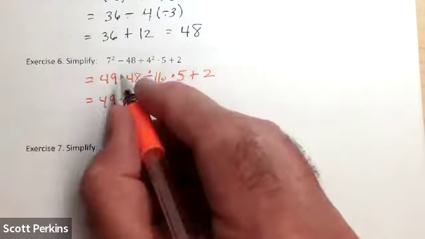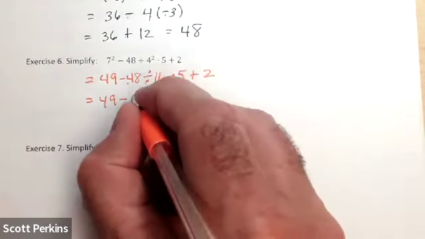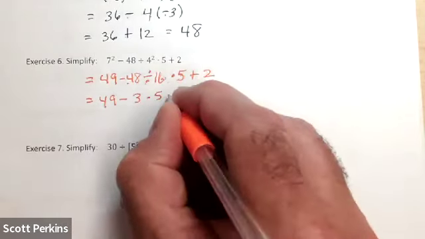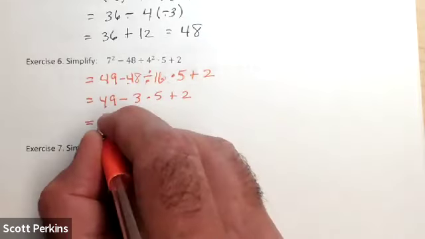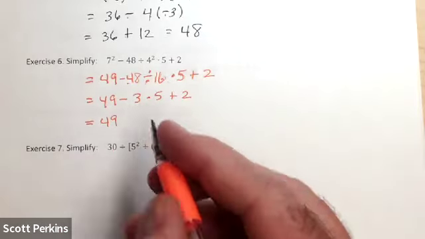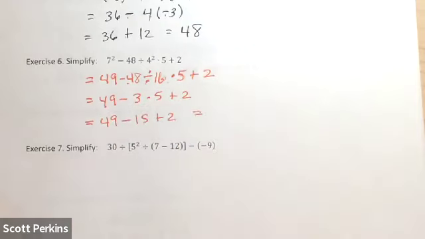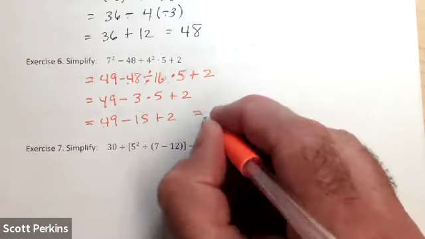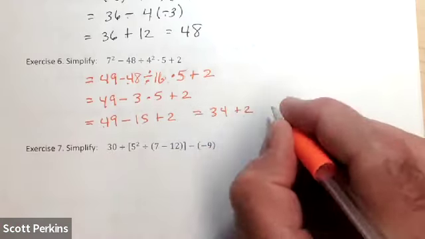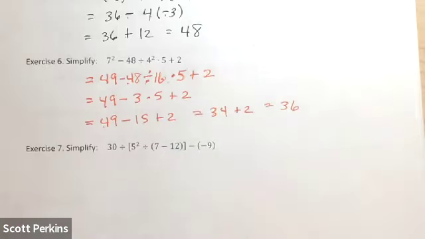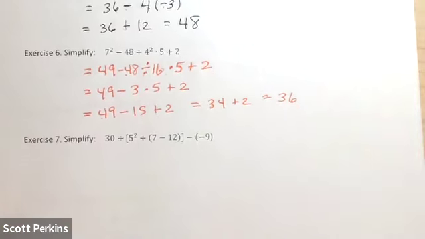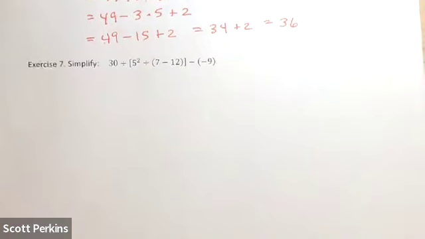You can use your calculator. Negative 48 divided by 16 is negative 3. Now I'll do that multiplication. Negative 3 times 5 is negative 15. Adding and subtracting from left to right. So 49 minus 15 is 34. And then 34 plus 2 is 36. One last problem. Push pause on the video and go ahead and do exercise 7.